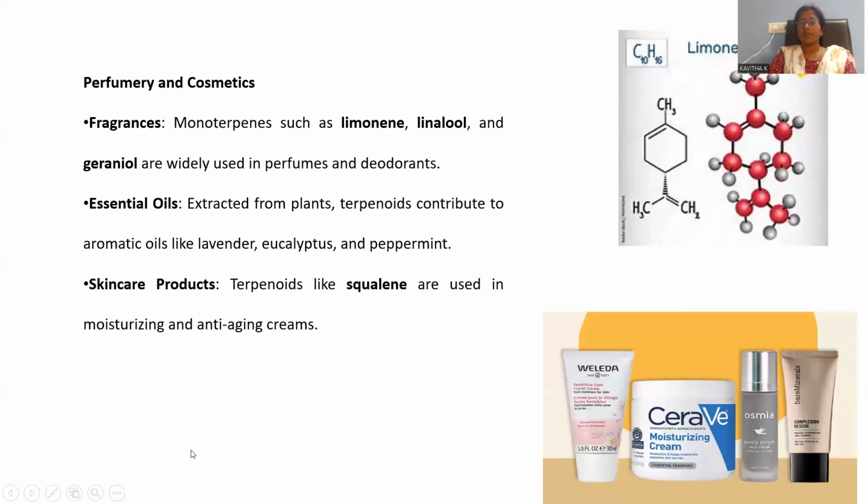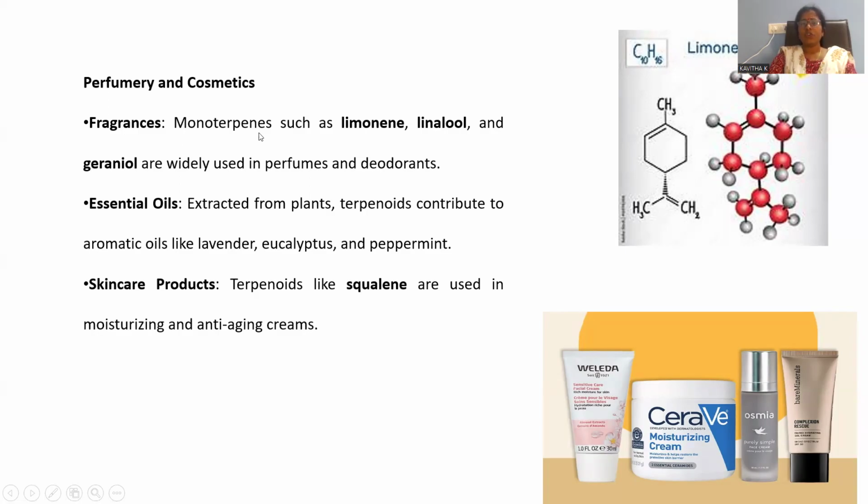Perfumery and cosmetics. Another alternative name for the terpenes and terpenoids is essential oils. Sorry, volatile oils. These are called essential volatile oils. That's why we can apply these terpenes in the perfume industry as well as in the cosmetic industry, because they are oily compounds, volatile compounds. All these have that kind of fragrance, that kind of aroma, that kind of volatile nature. Because of that property, they are used in perfumes and cosmetics as well.